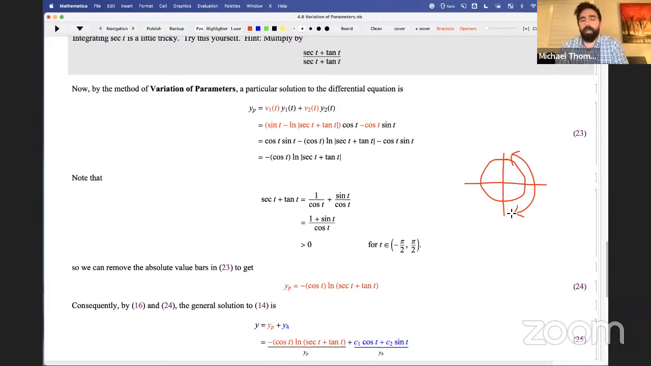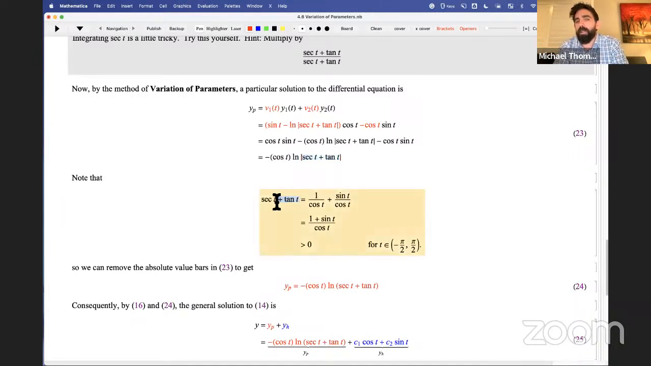-1 to +1. Yep, exactly. The sine values are the y values. So -1 to +1, and since we're not including the endpoints, we could say strictly between -1 and 1. So look what happens. You've got these absolute value bars on secant t plus tan t. We all know that we can remove absolute value bars if the thing inside is already positive. The bars aren't serving any purpose if it's already positive.